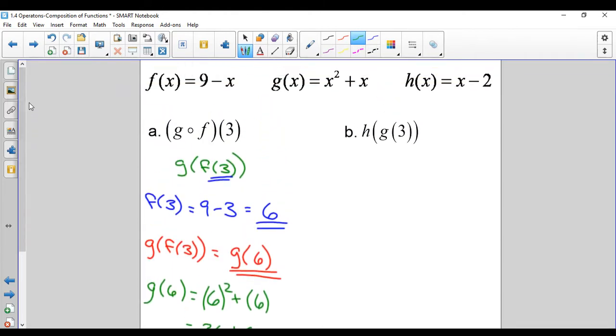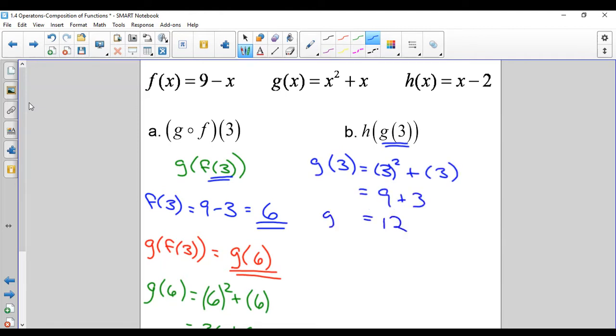Moving on, same thing. H of g of 3, we're plugging in the same value, different functions though. We find g of 3 first. G of 3 is 3 squared plus 3, which is 9 plus 3, which is 12. That is g of 3.